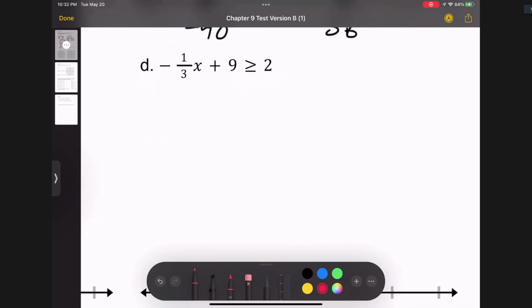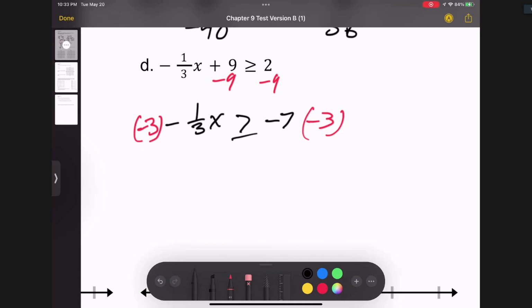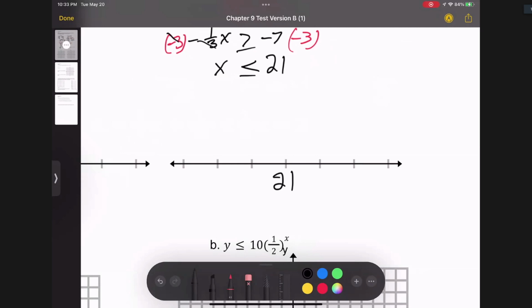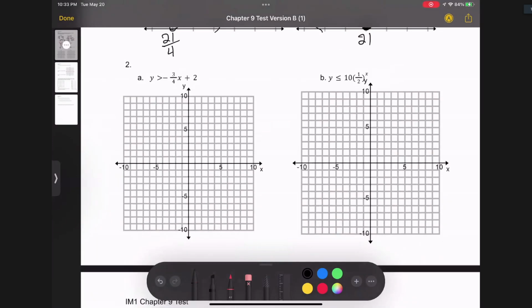We got minus 9 on both sides. We got negative 7 on this side. We got 1/3 x on this side, multiply by negative 3 on both sides. That's a 1 right there. We got x is going to be less than, because I multiplied both sides by a negative number. That means I got to switch the inequality. This is a 21, so I'm going to have a 21 right here, a closed circle, and I'm going to go down this direction. So hopefully everyone is following along.